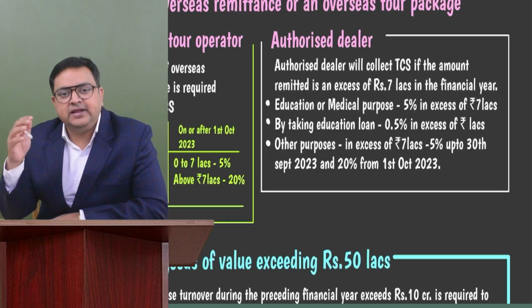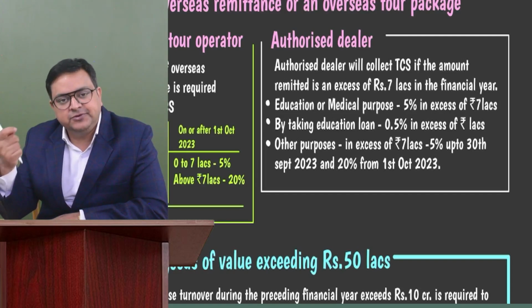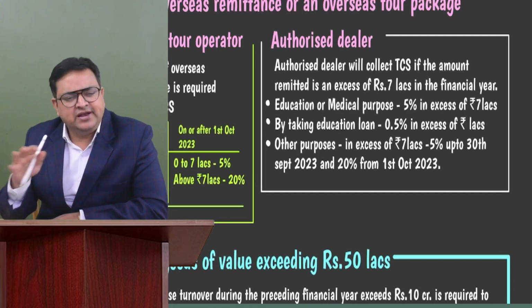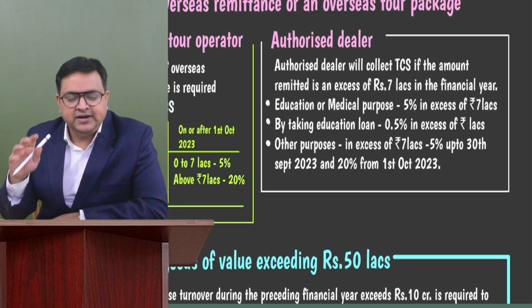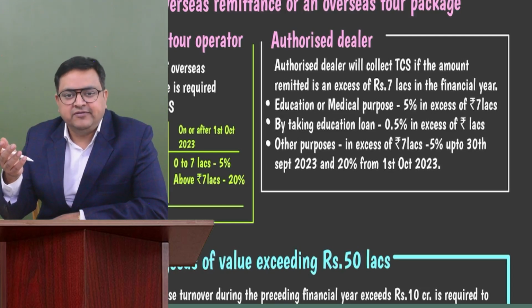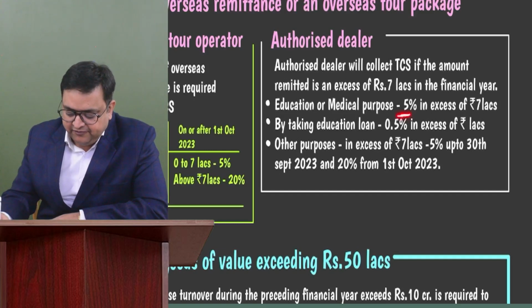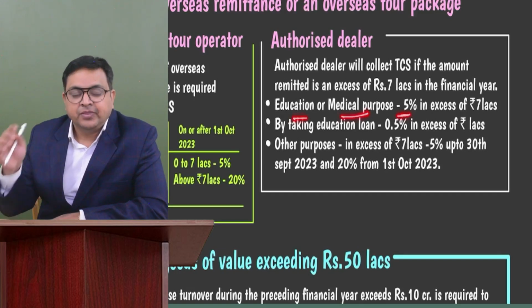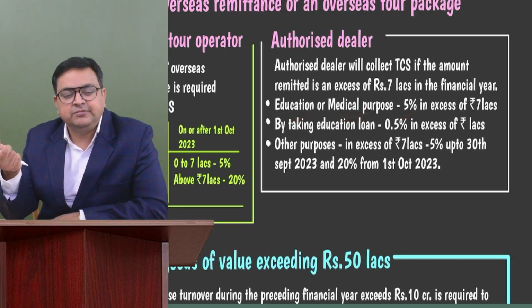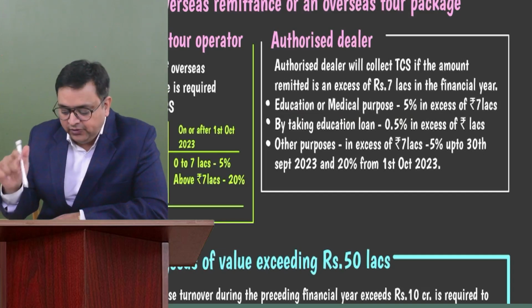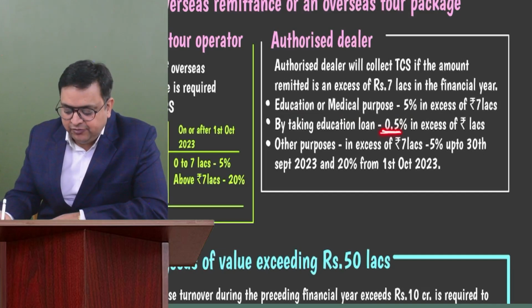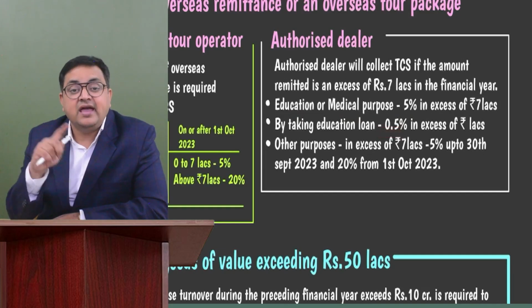So if you are remitting the money outside India for education purpose or medical purpose, up to 7 lakh, there would be no TCS, but in excess of 7 lakh, there would be a TCS rate of 5% if it is for education or medical purpose. But if you are remitting it for education purpose by taking a loan, in that case, the TCS rate would be 0.5% in excess of 7 lakh.